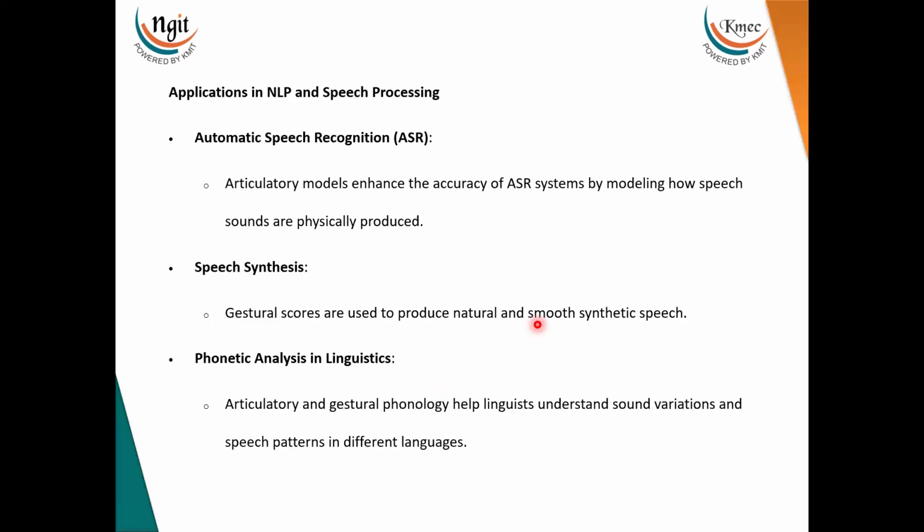Next, applications in NLP and speech processing. First one is automatic speech recognition. Articulatory models enhance the accuracy of automatic speech recognition systems by modeling how speech sounds are physically produced. So if you observe the previous examples, how the various articulatory organs are working for the dynamic speech that has to come out, it will make you understand where automatic speech recognition has its application here. Next is speech synthesis. Gestural scores are used to produce natural and smooth synthetic speech.